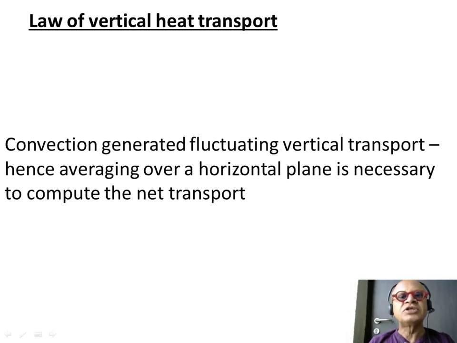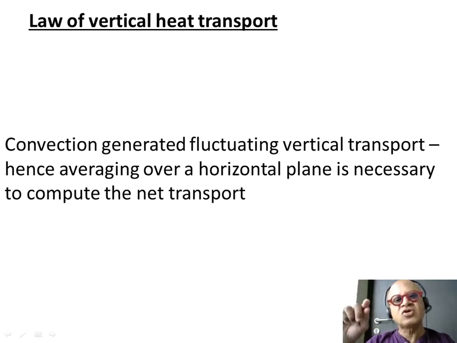So the other thing is to go back to the energy transport. Convection is obviously moving energy from the surface to the upper altitudes, which then is going to be taken poleward by the Hadley cell and so on. So what is the law of vertical heat transport? Convection generated fluctuating vertical transport. So you have to average it over a horizontal plane to compute the net transport.